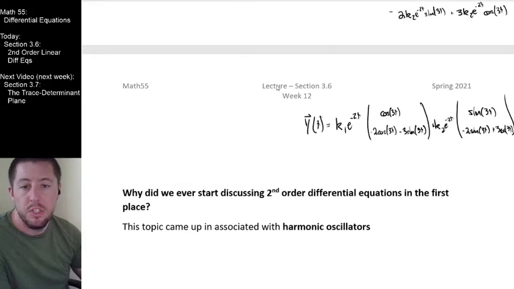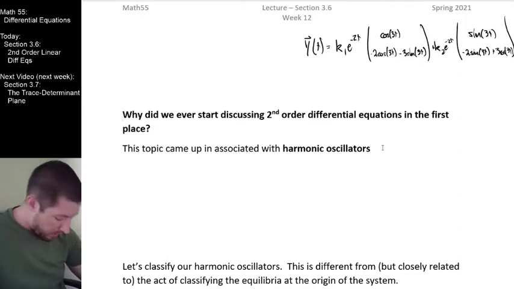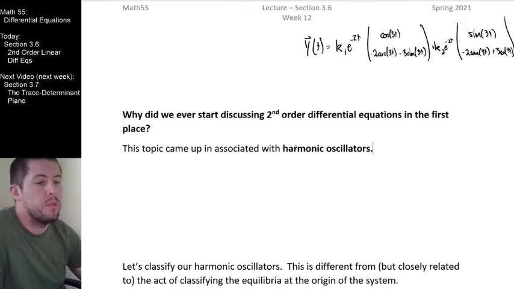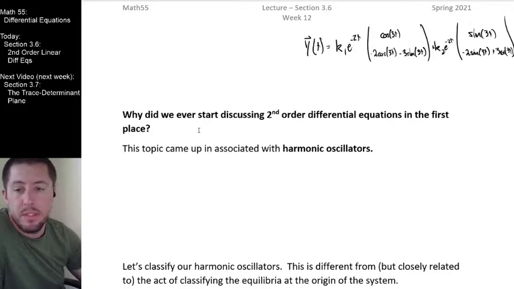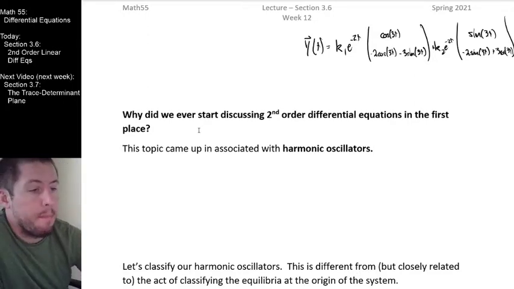Right? So when did we even start discussing these second order differential equations in the first place? And the answer is this came up when we started talking about our harmonic oscillators, right? This was really a physics question, which is really where mostly everything in calculus originally came from. So let's recall what happened here.